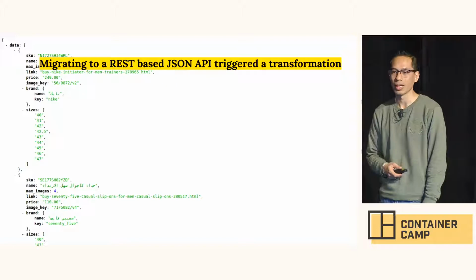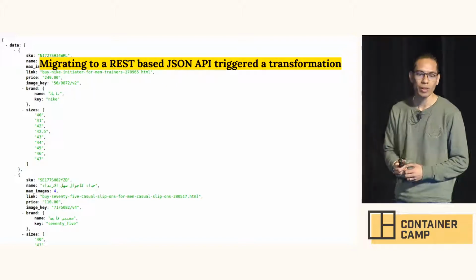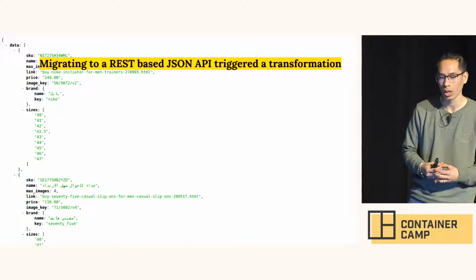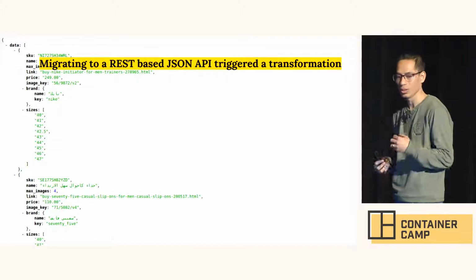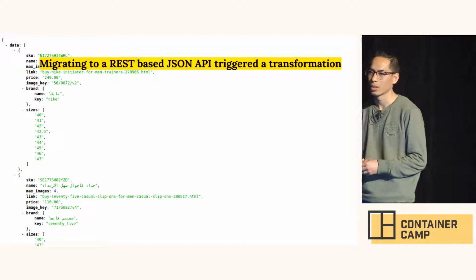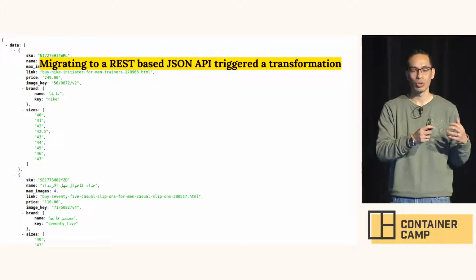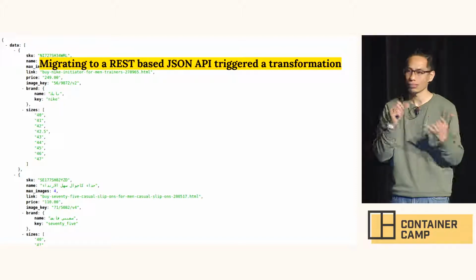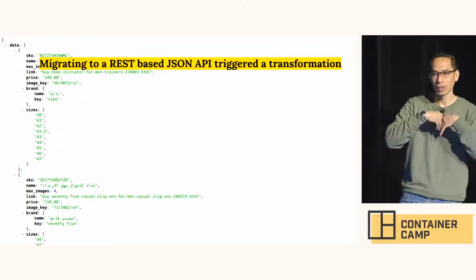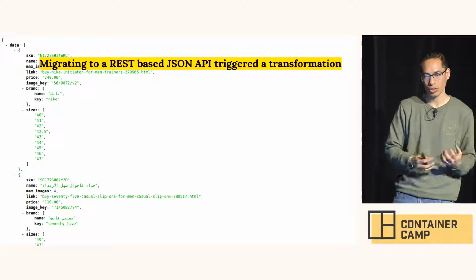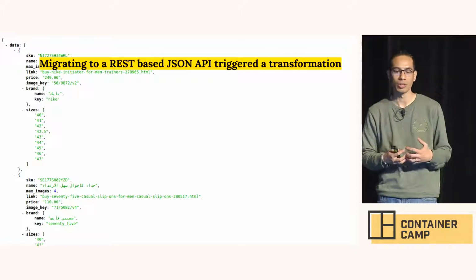What helped us in that particular migration? One of the things that actually triggered a very good transformation for us was migrating to REST-based JSON APIs. What do I mean by that? Before that, it was basically those two monoliths spitting HTML, JavaScript, and CSS all out, like it wasn't segregated into backend and frontend, and that was a mess to maintain and pretty difficult to change.